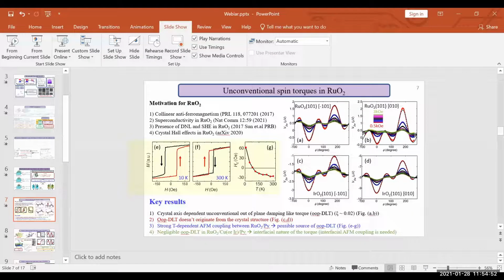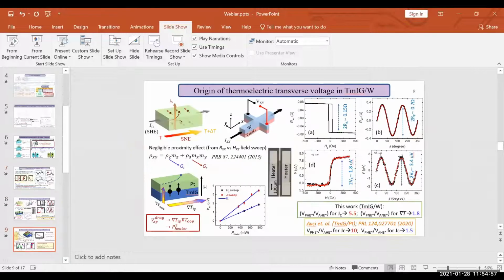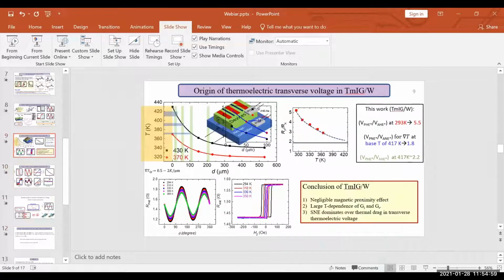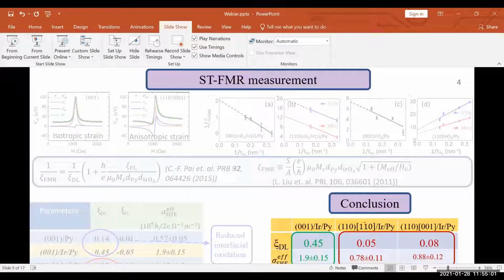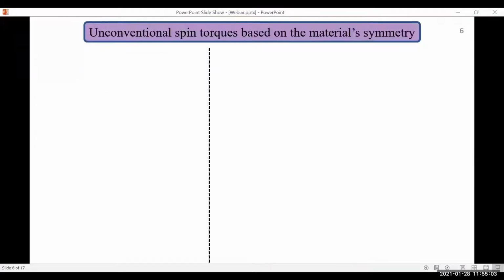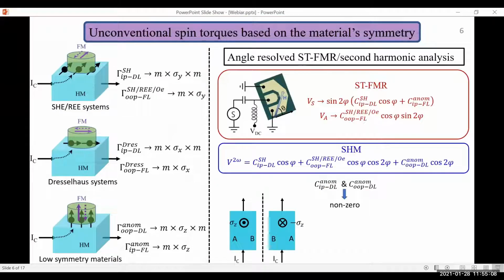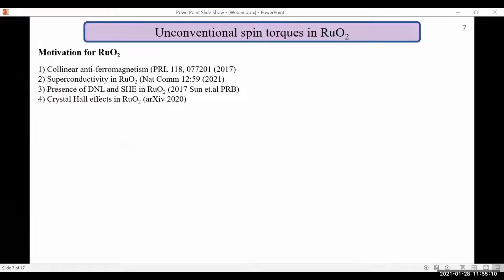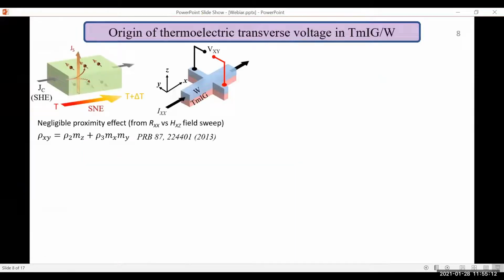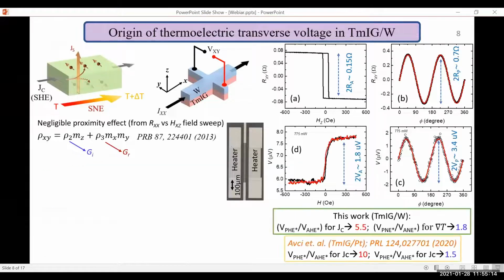One is about the TMIG tungsten. Yeah, I think the third part. Can you just go there? Okay, the back slide, the first slide, this one. So just one small curiosity is why these hysteresis loops look different, and the coercivity field.